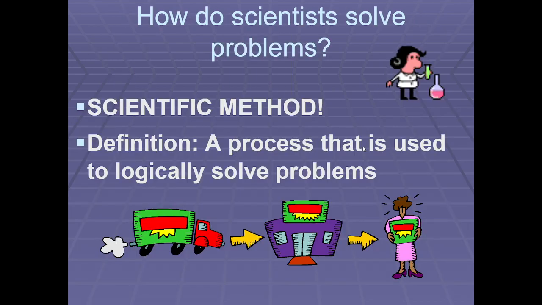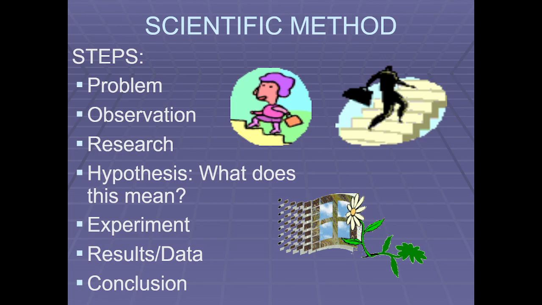How do scientists solve problems? Scientists solve problems with the scientific method, which is a process that is used to logically solve problems. The scientific method includes asking a problem, which is asking questions, which is the first step. Once you have your problem, you want to make observations and research. So you try to find evidence and research to help you move forward with your problem.